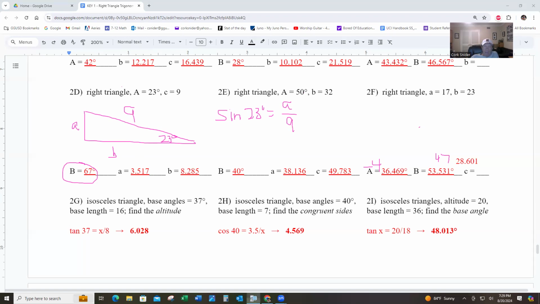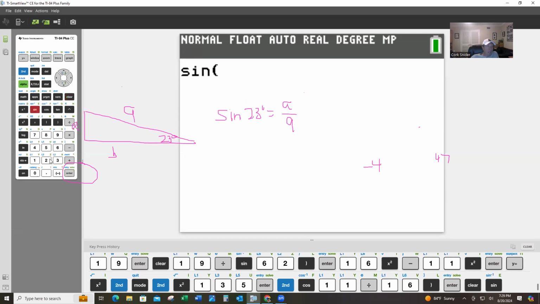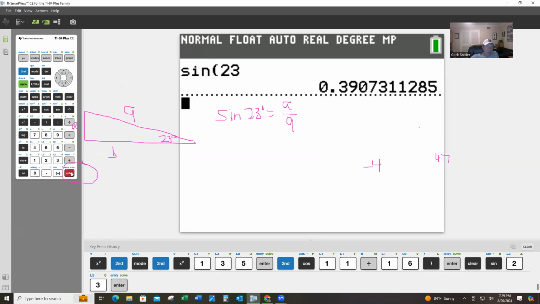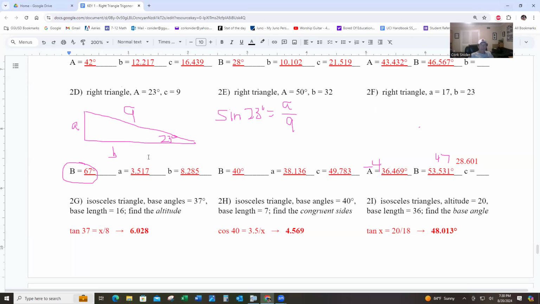Sine of 23 times 9. Here we go. Clear this. Sine of 23, enter, times 9. And you get about 3.5. That's good enough, 3.5. I don't really have rounding rules for you guys. Now, so you got that, 3.5, that's there.